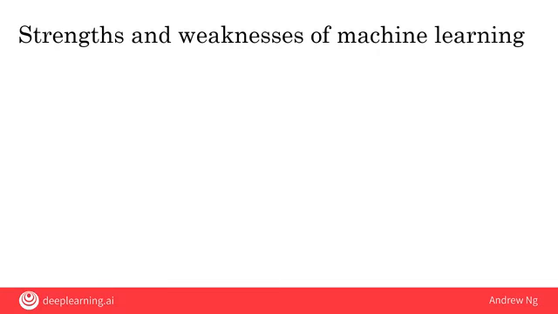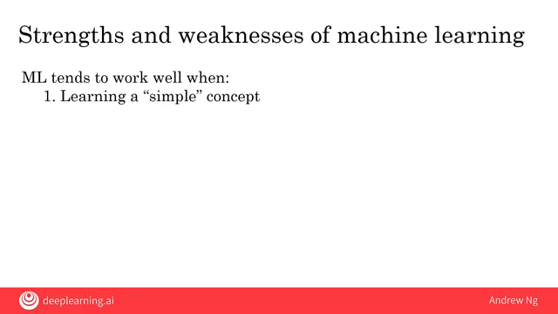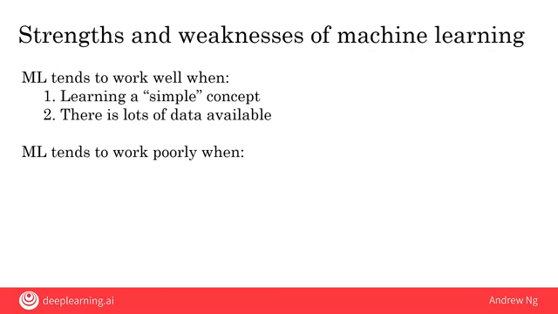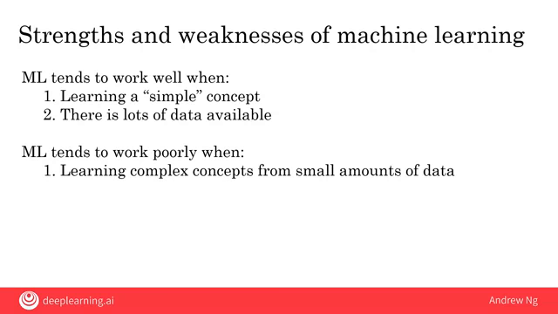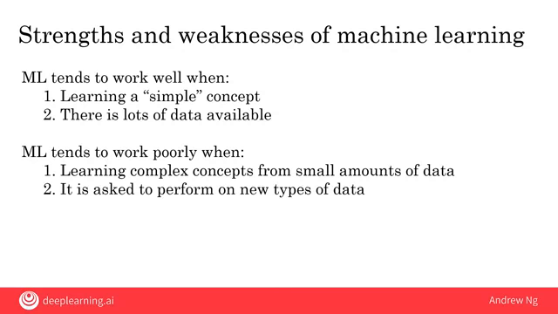To summarize, here are some of the strengths and weaknesses of machine learning. Machine learning tends to work well when you're trying to learn a simple concept, such as something that you could do with less than a second of mental thought, and when there's lots of data available. Machine learning tends to work poorly when you're trying to learn a complex concept from small amounts of data. A second underappreciated weakness of AI is that it tends to do poorly when it's asked to perform on new types of data that's different than the data it has seen in your data set.